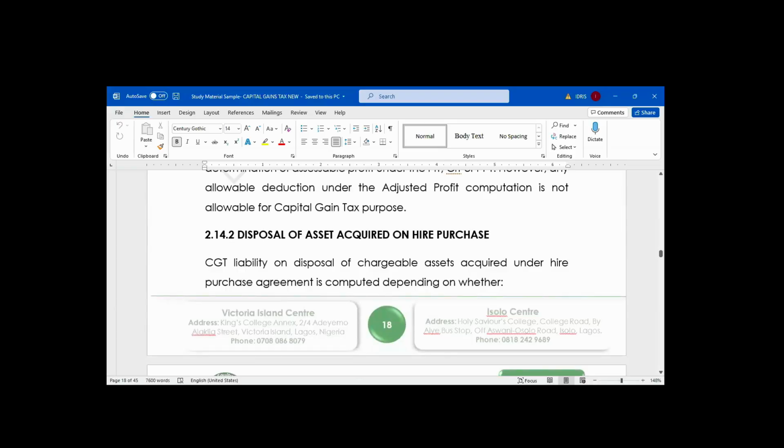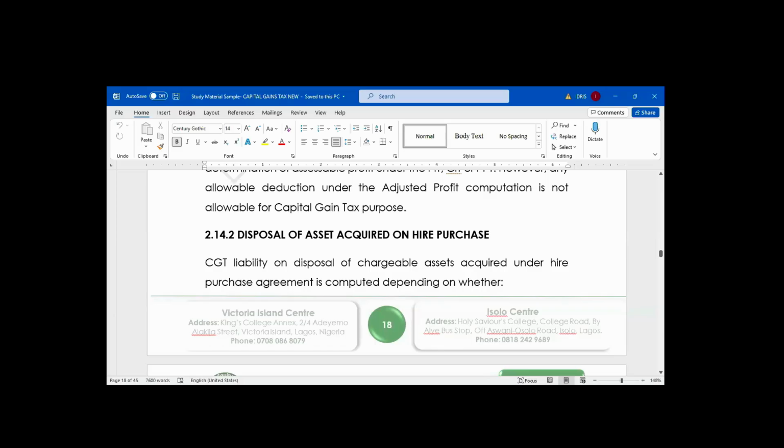So that is the first angle on capital gain tax and hire purchase transaction. The second area that relates to capital gain tax and hire purchase is when you sell an asset. You sell the asset on hire purchase transaction. That means you dispose the asset on hire purchase transaction.